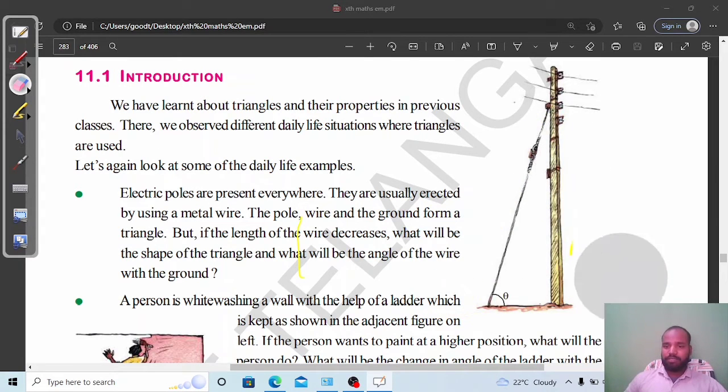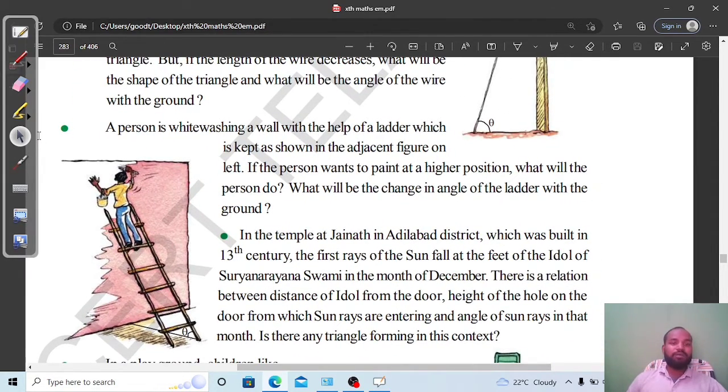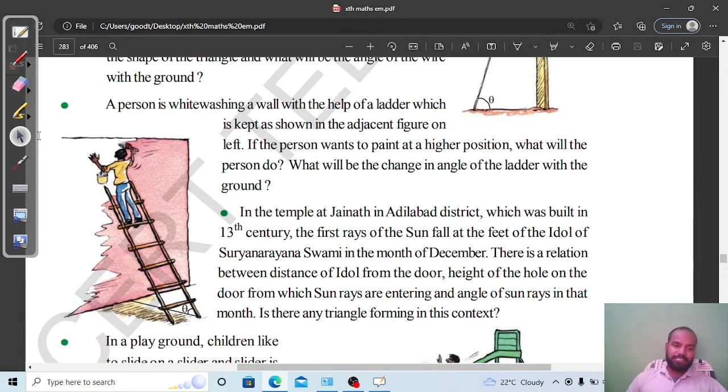So see now. Here a person is whitewashing a wall with the help of a ladder. See how he placed the ladder. The wall is at 90 degrees, making a 90 degree angle with the ground, whereas this ladder is making an elevation, right? This is theta, the angle made by the ladder.